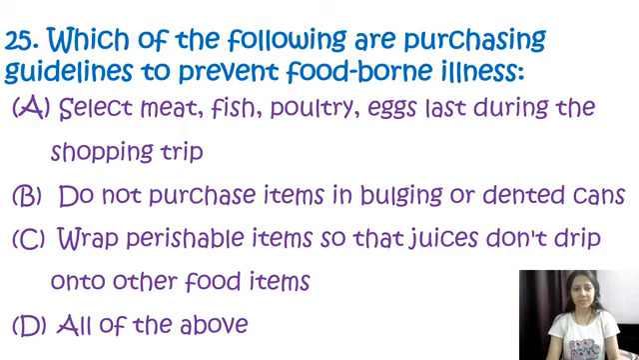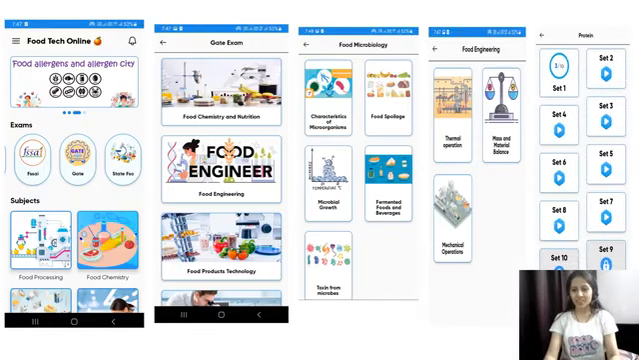Question number 25. Which of the following are the purchasing guidelines to prevent foodborne illness? Options are: select meat, fish, poultry, eggs last during the shopping trip. Next, do not purchase items in bulging or dented cans. Wrap perishable items so that the juice does not drip onto other food items, or all of the above. Do comment down the correct option for this question. With this we have completed our 25 important questions for the entrance examination of CFTRI.